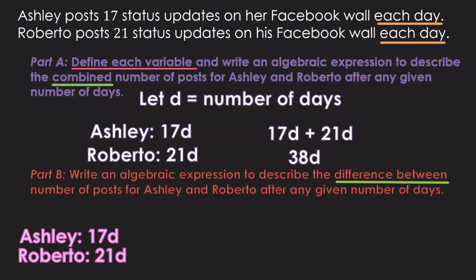Could I have a negative amount of posts if I just did Ashley minus Roberto? No, I can't. So since this is not an order situation, you want to know just how far apart those two numbers are. So you're going to subtract them, but you're going to put Roberto first. When you combine that, you should get 4D.